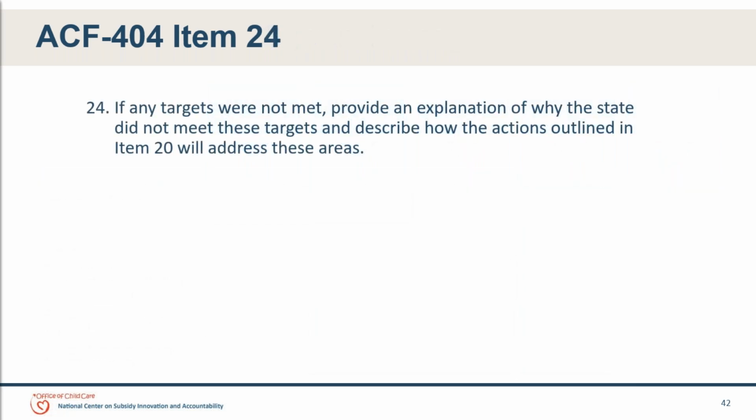In item 24, you'll be comparing your current cycle data to those targets that you set last cycle. And if any of them were not met, tell us why, and refer to your action steps that you described and how specifically will those action steps address the areas where targets were not met.